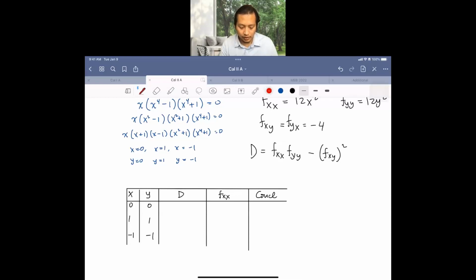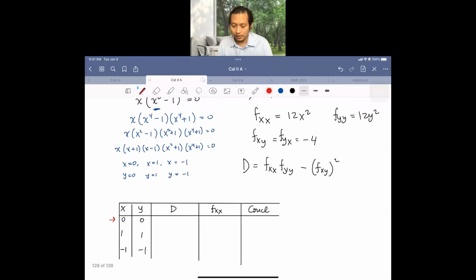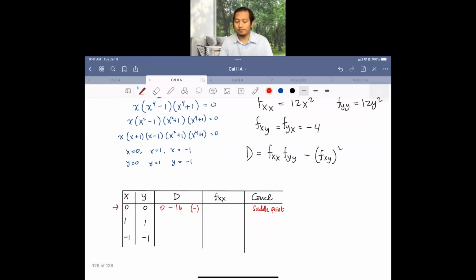Okay, now we take the first critical point, 0, 0. Partial xx will be 0, partial yy will be 0, right? 0 minus partial xy, which is negative 4, squared, it will be 16. We know that the determinant will be negative. We don't need the partial xx; the conclusion is that this is a saddle point. So 0, 0 is a saddle point.